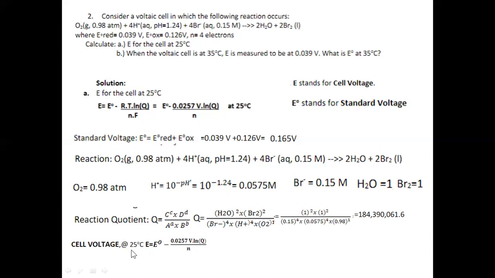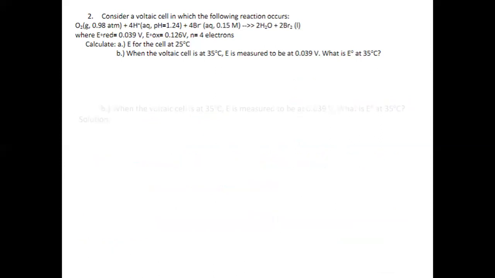Cell voltage at 25 degrees Celsius, E is equal to E naught minus 0.0257 volts times the natural logarithm of Q all over N. Substituting now the values gives us 0.165 volts minus 0.0257 volts multiplied with the natural logarithm of 184,390,061.6 all over 4 moles. This gives us an answer of 0.0427 volts for letter A. Now let's proceed for letter B.